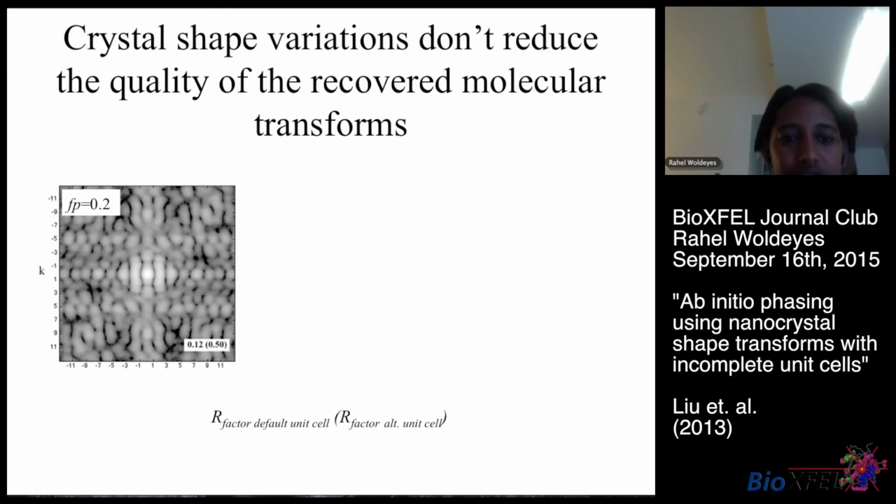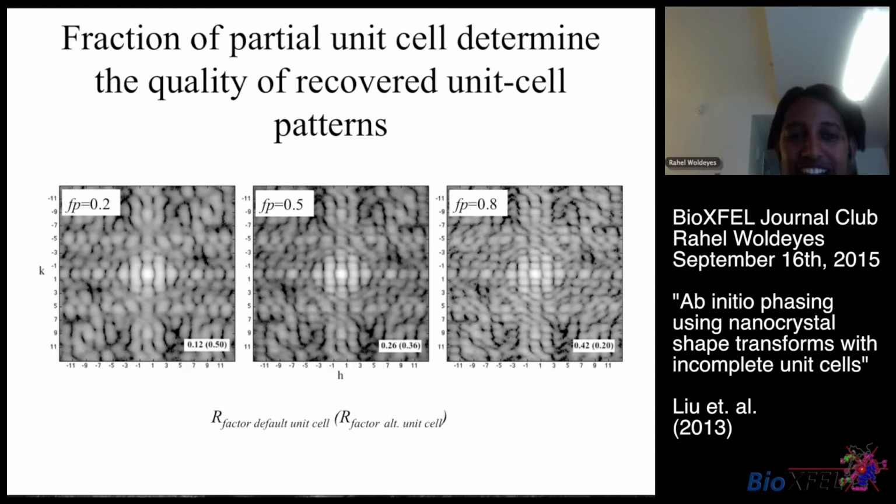What they noticed instead was that the fraction of partial unit cells really determined the quality of the recovered unit cell patterns, instead of the crystal shape, which makes sense because we had already done this earlier.